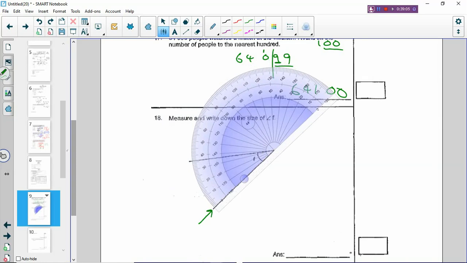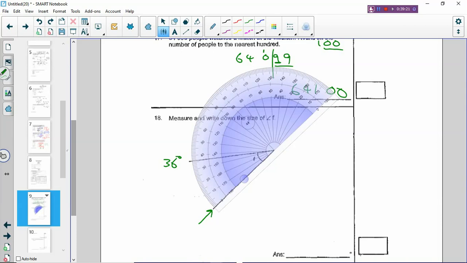So that's where you look at the 0. And then you start counting, right? You can see very clearly the line has crossed 30, and it has also crossed 35, right? 35. So 36. So if you look carefully, it is actually 36 degrees. So the angle is 36 degrees.